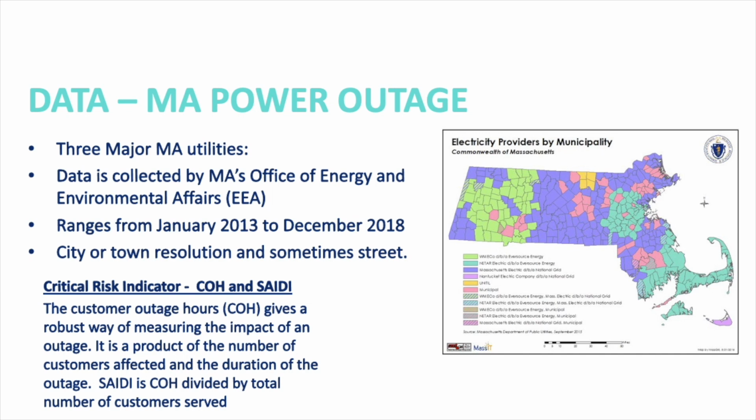Here's a quick overview of the data we used. Data is collected from the Office of Energy and Environmental Affairs in Massachusetts. The resolution is city or town and sometimes street. We calculated a way of quantitatively measuring the impact of an outage, and we found a robust way, which is COH and SAIDI. COH is basically a product of the number of customers affected and the duration of the outage.